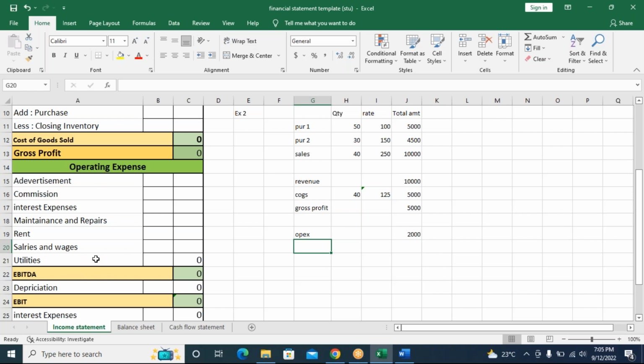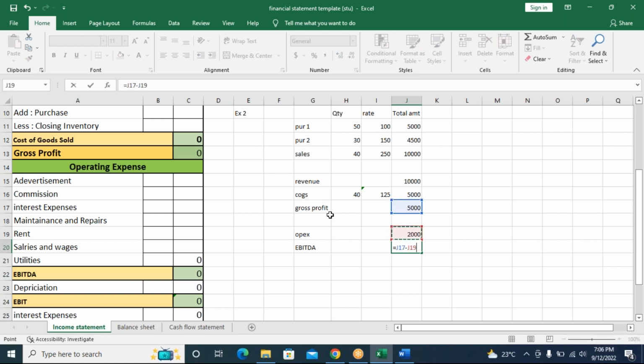See here, the operating expenses in the format, I am saying it is 2000 rupees. Now I have to calculate the EBITDA, that is income before interest, tax, depreciation and amortization. So it is equal to 5000 minus the OPEX, that is, gross profit minus the operating expenses will become my EBITDA. Here I will color it so that we can know. So this is my gross profit.